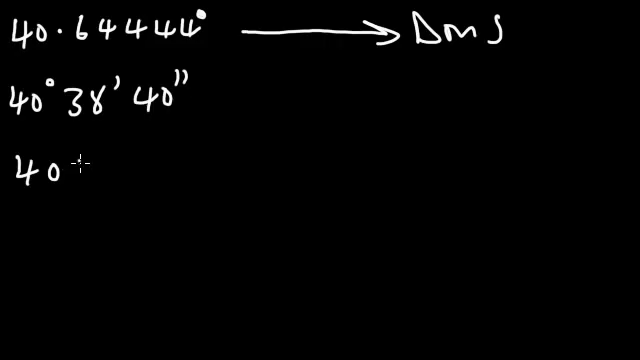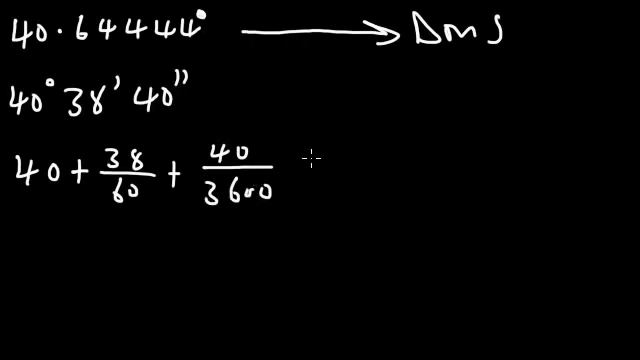Now to convert DMS to decimal, the first one that is in degrees, keep it as it is. Then you add the one in minutes, divided by 60. Then again, you add the one in seconds, divided by 3,600. This is the process you have to go through. Then make use of a calculator to get the final answer.